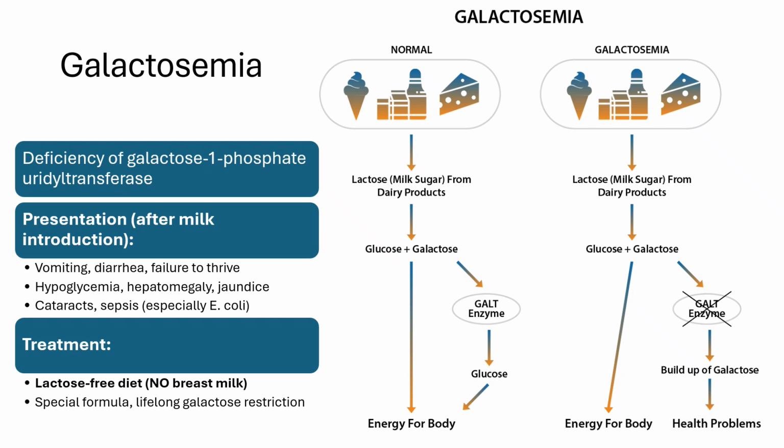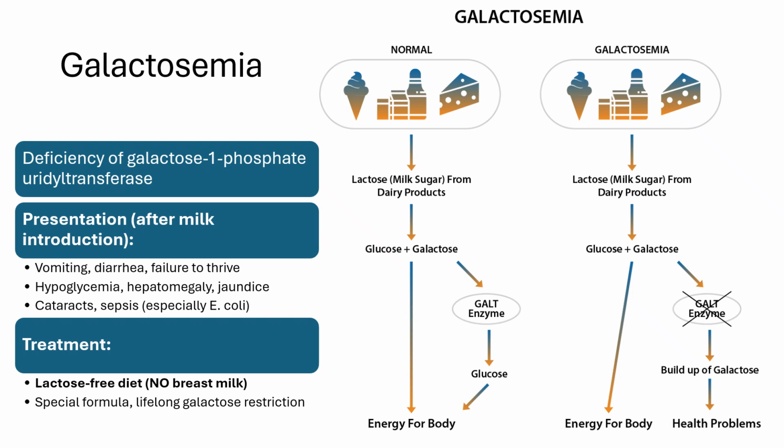Hepatic dysfunction dominates the clinical picture. The liver enlarges as galactose-1-phosphate accumulates in hepatocytes. Direct hyperbilirubinemia develops, creating the unusual combination of jaundice with vomiting in a newborn. Hypoglycemia occurs paradoxically. Despite consuming a sugar the body cannot use, glucose production fails from hepatic damage.